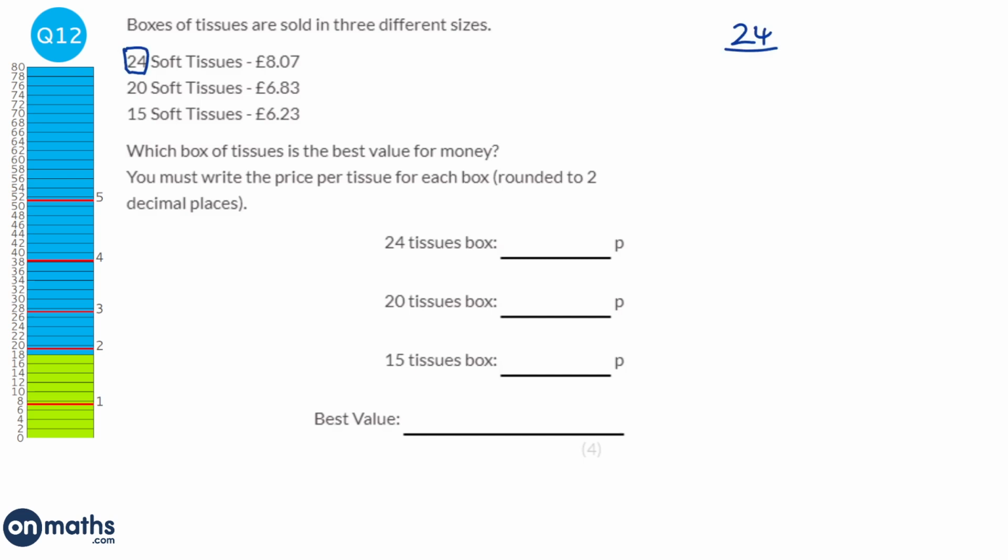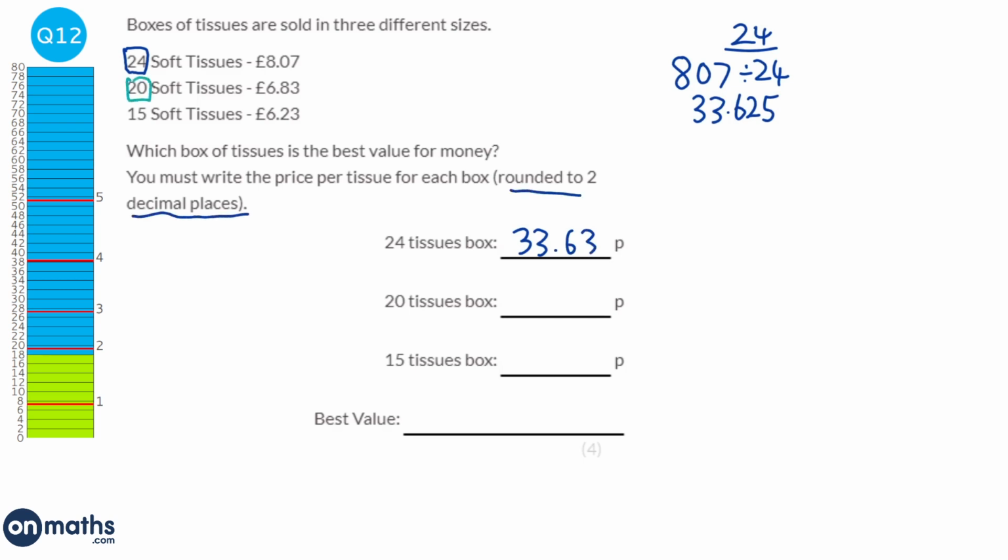I'm going to convert the money into pence, just so that we don't have as much decimal. And we're going to do 807. I'm going to divide by the 24 to find out the price of one tissue. So that is 33.625. And so I'm just going to round that to 33.63. I'm just going to round everything to 2 decimal places, which it says in the question.